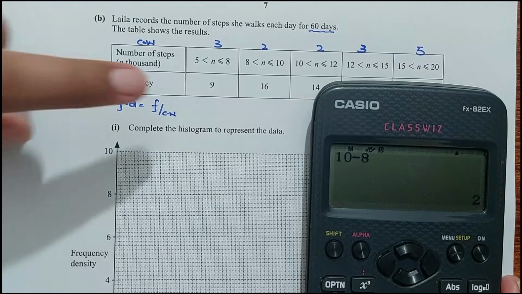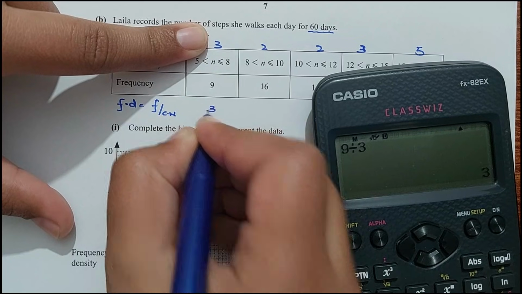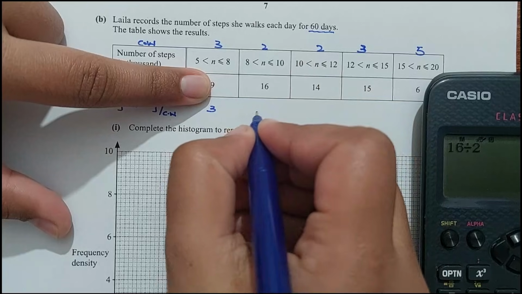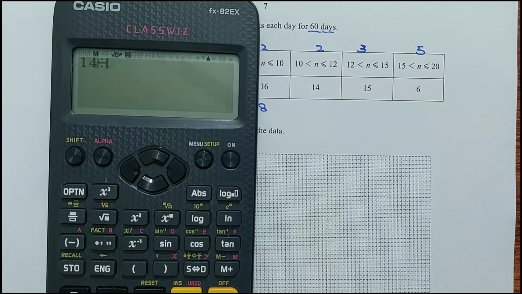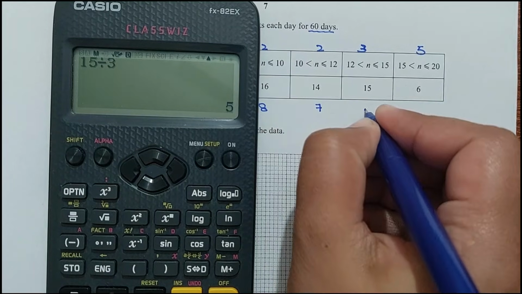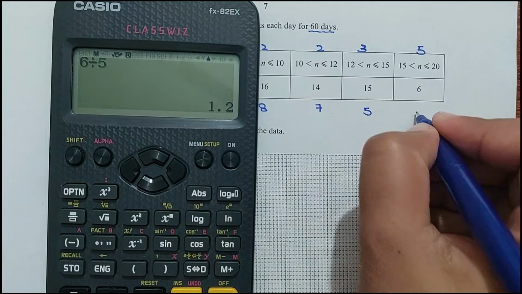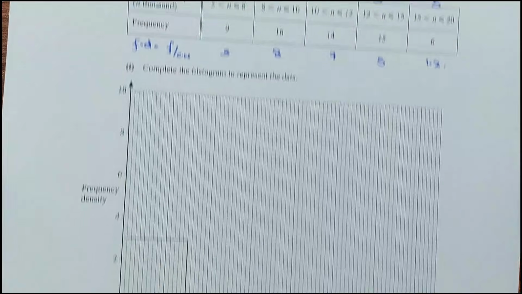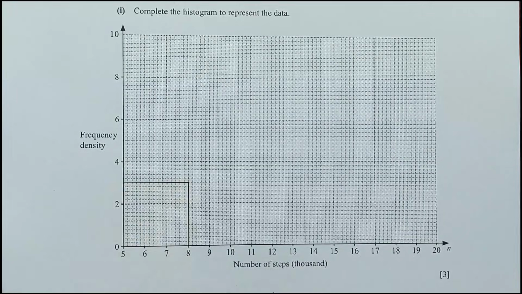Now frequency density is frequency divided by the class width. 9 divided by 3. 16 divided by 2. And we have 14 divided by 2. 15 divided by 3. And 6 divided by 5 is 1.2, right? So the first frequency density is 3, so it is done. From 5 to 8 it's 3, right?